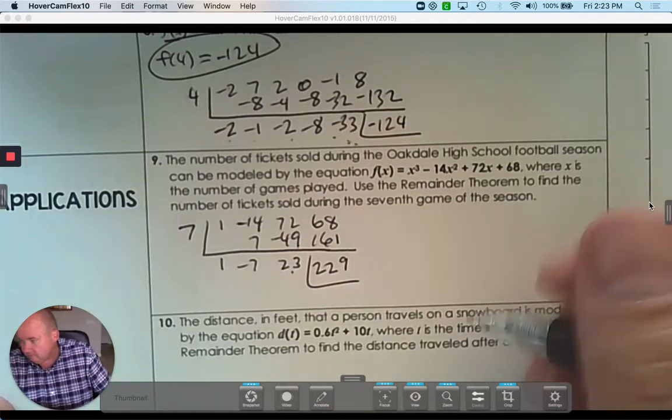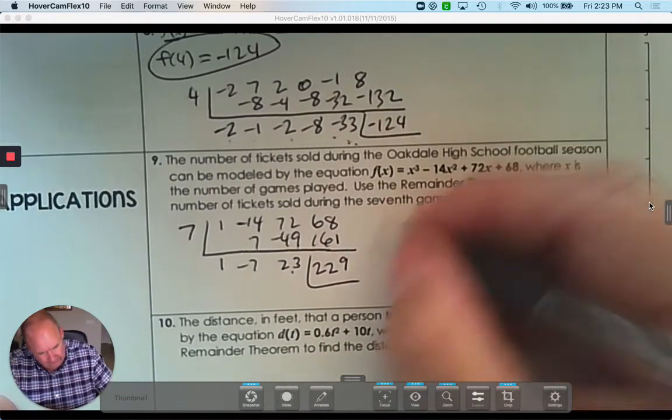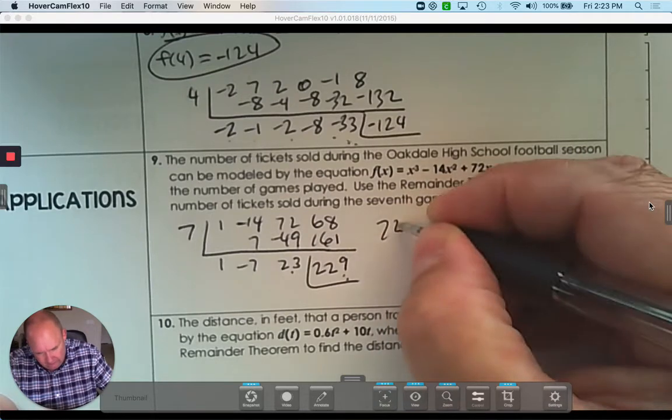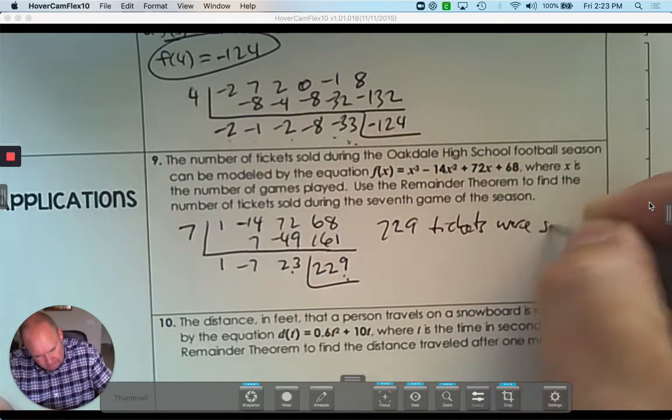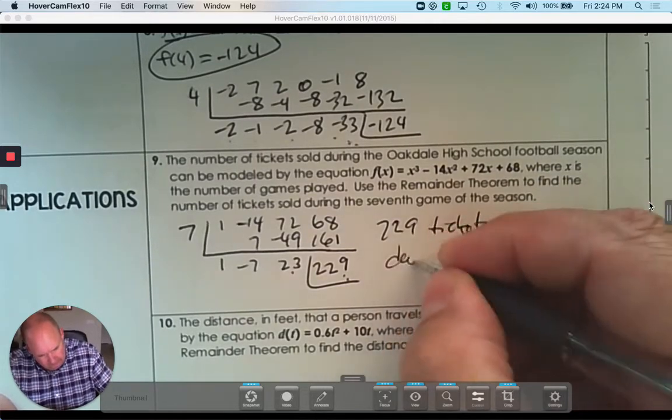So how many tickets were sold? And the answer is right there. 229 tickets were sold during the 7th game.